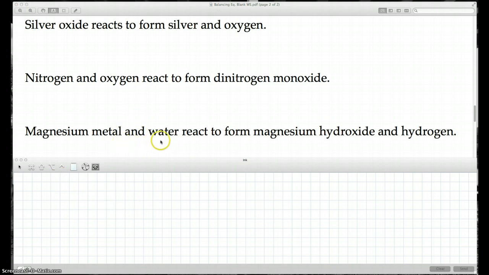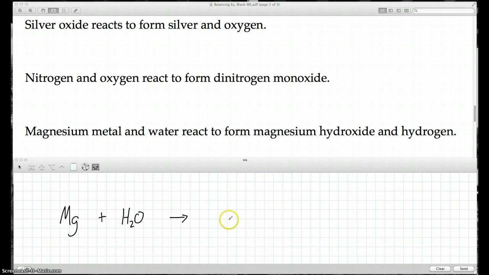Magnesium metal and water react to form magnesium hydroxide and hydrogen. So I'm going to write that out. Magnesium metal is just Mg. I could have just said magnesium, but magnesium is a metal, so I said magnesium metal. And water, so plus, and we all know the formula for water is H2O. React to form, so it's going to be my arrow.